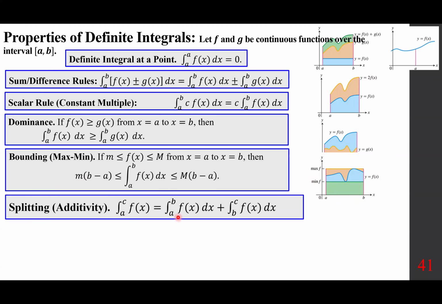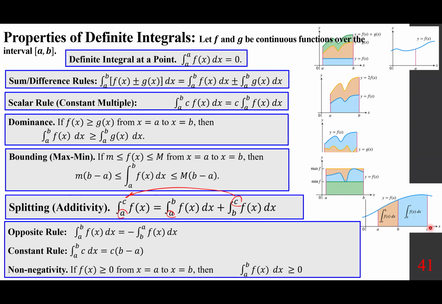This is a very important property known as the splitting property. The integral from a to c of f of x dx is the integral from a to b of f of x dx plus the integral from b to c of f of x dx. Notice it starts with a and ends with c. In between, these two b's must be identical. And so the integral from a to b and then b to c is the same as the integral from a to c in one shot. That's the idea.